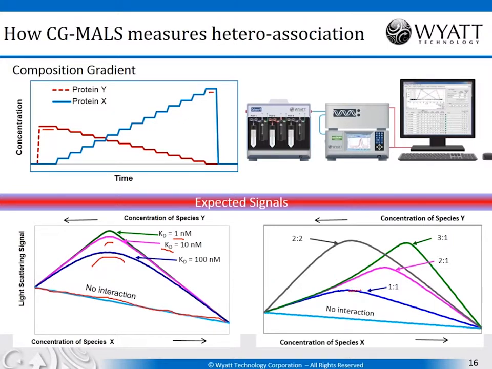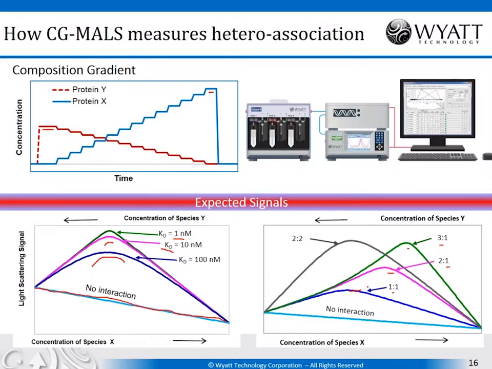The position of that peak will depend on the stoichiometry. So for instance, if we have a 1-to-1, 2-to-1, or 3-to-1 stoichiometry, the position of the peak will shift within that gradient. And you'll notice that the height of the peak of the light scattering will also increase, and that's because the molecular weight of 3-to-1 is higher than 2-to-1 and higher than 1-to-1.